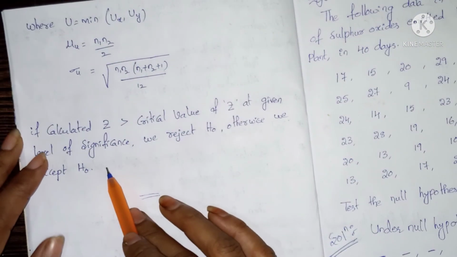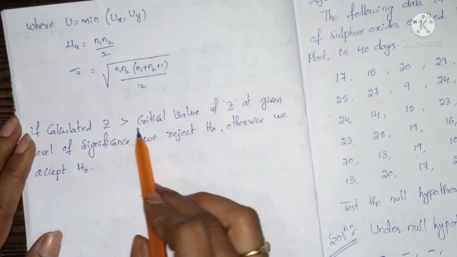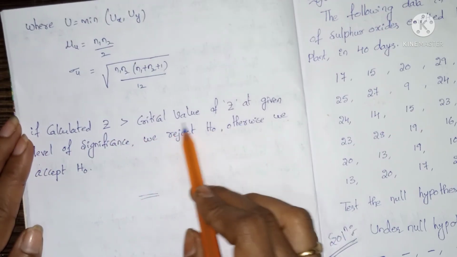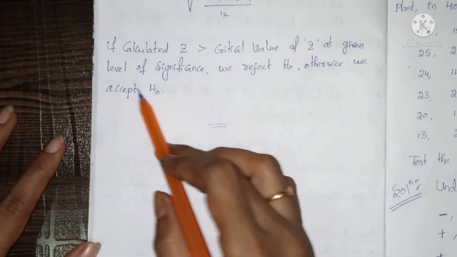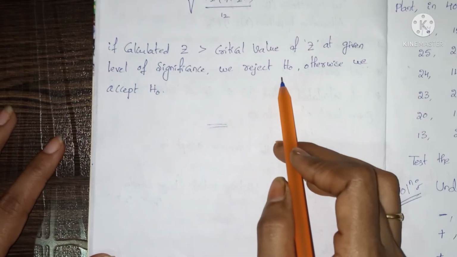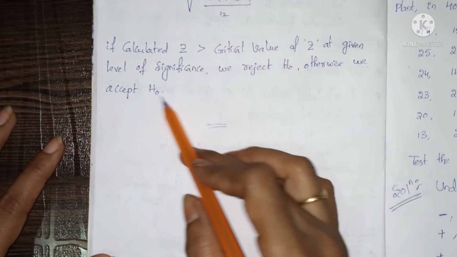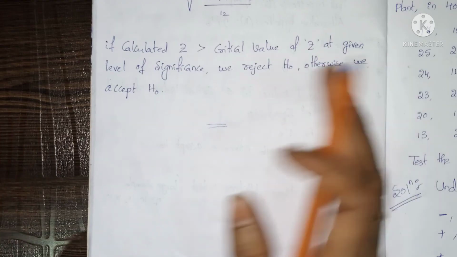Next we have to write the conclusion. If the calculated value of Z is greater than the critical value of Z, where the critical value is nothing but the table value at a given level of significance, we reject the null hypothesis. Otherwise we accept the null hypothesis. So this is about the conclusion.